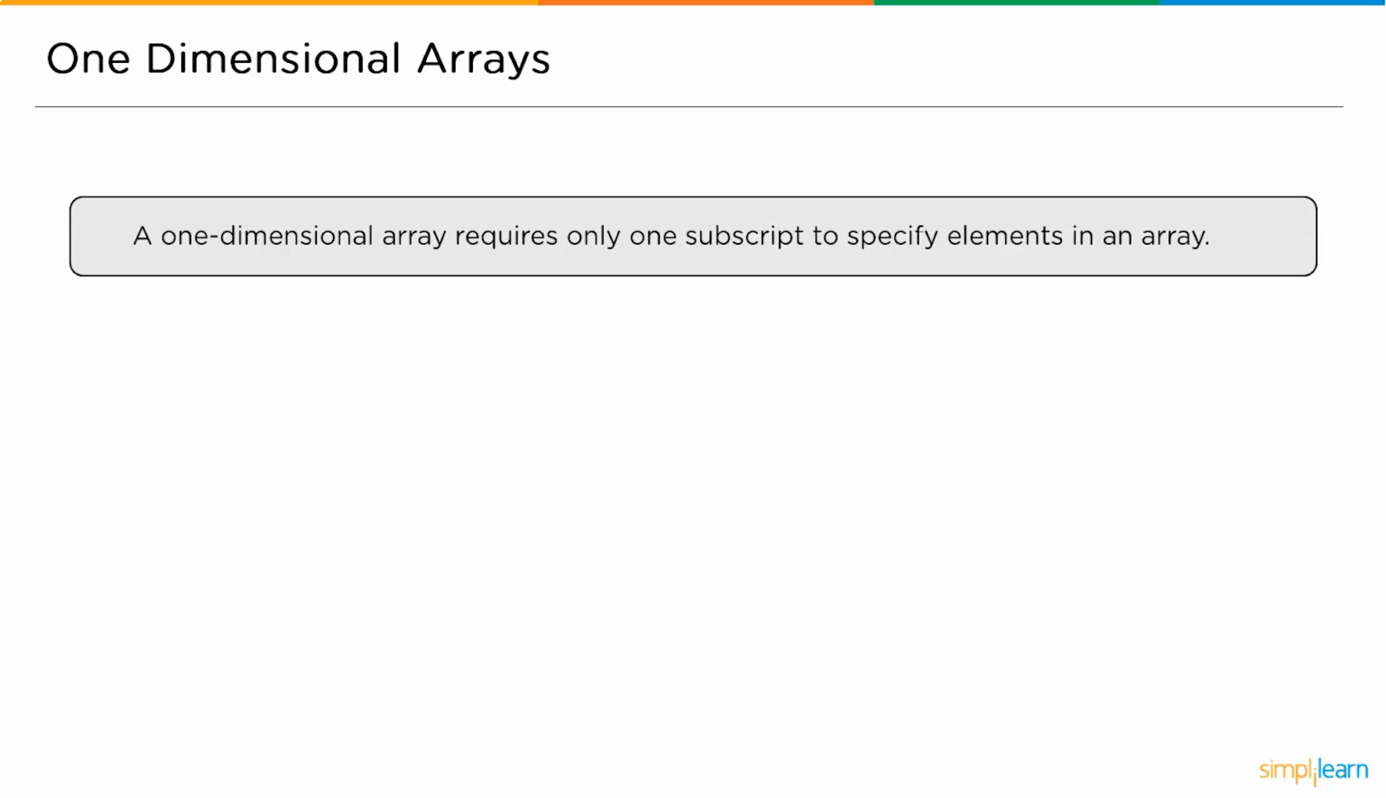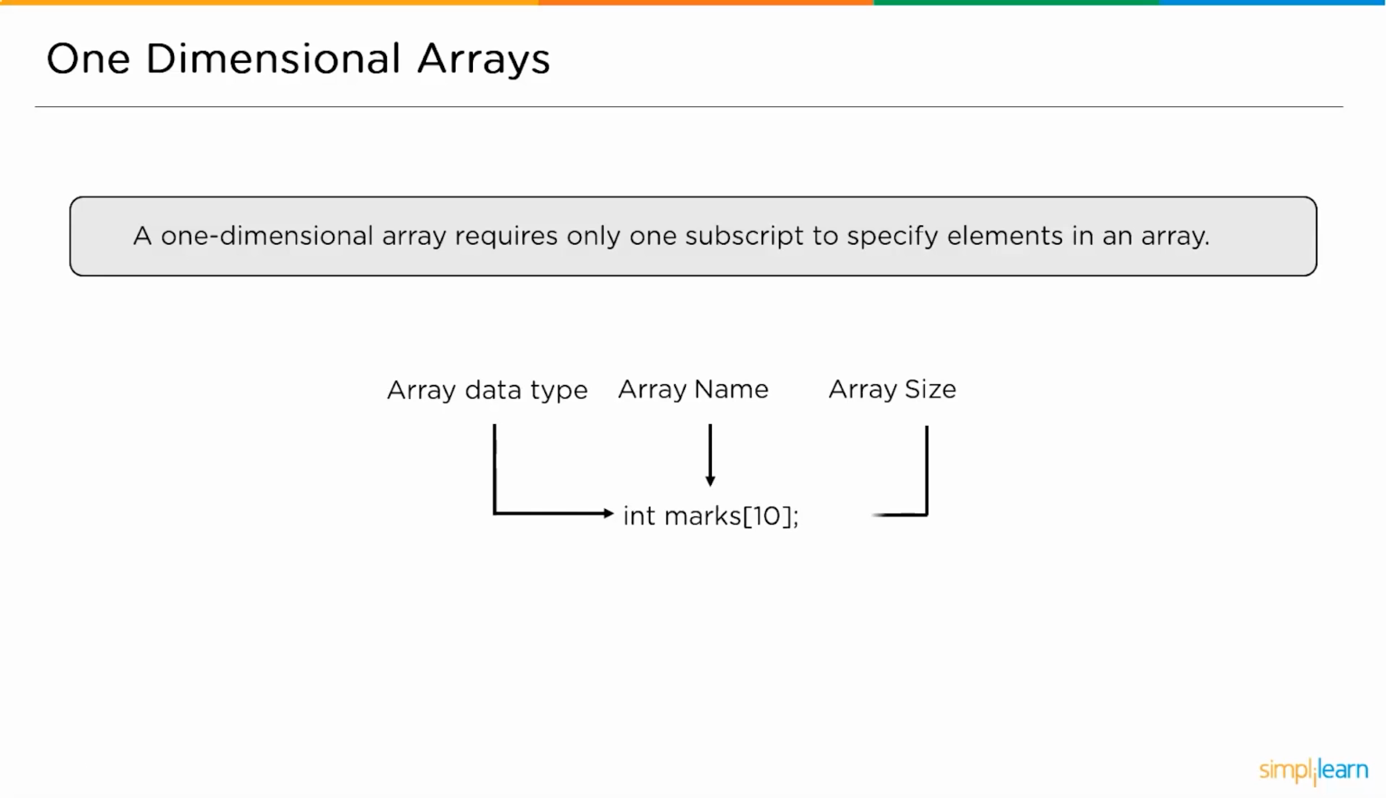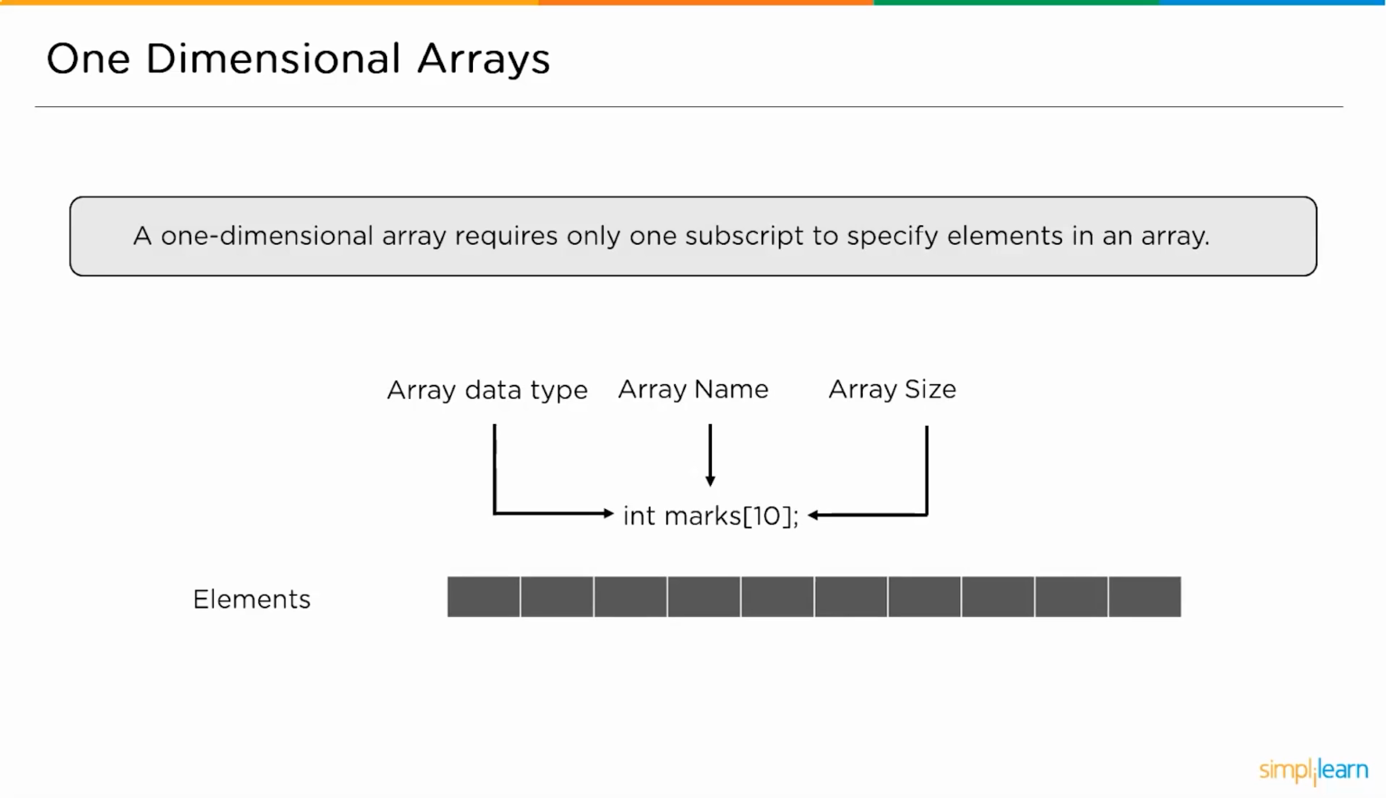Now, how is an array declared as one-dimensional? For that, we need a subscript. So a one-dimensional array requires only one subscript to specify the number of elements in an array. So how is it actually represented? Here you can see an example on my screen. So here is how a one-dimensional array looks.